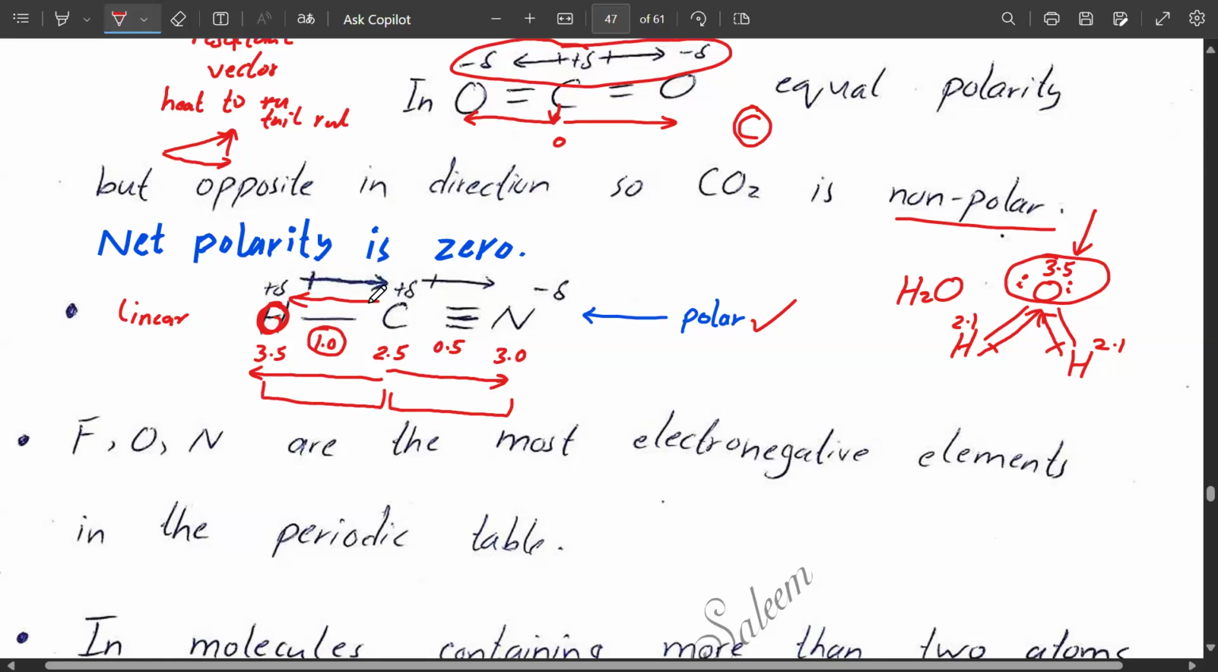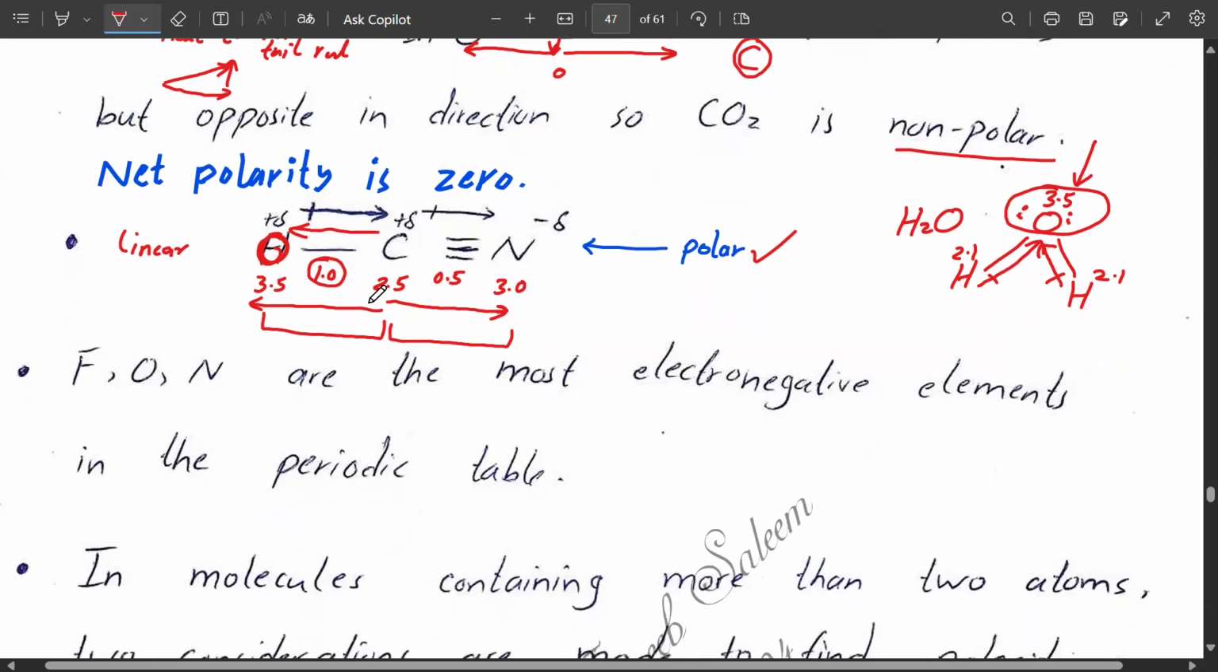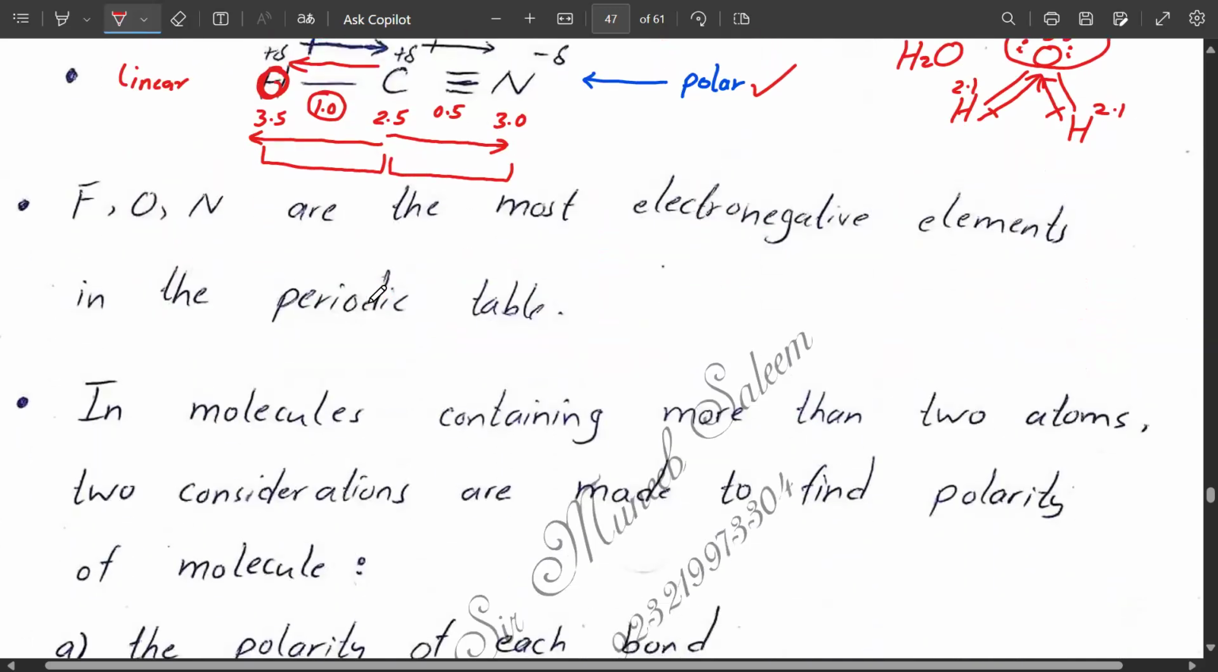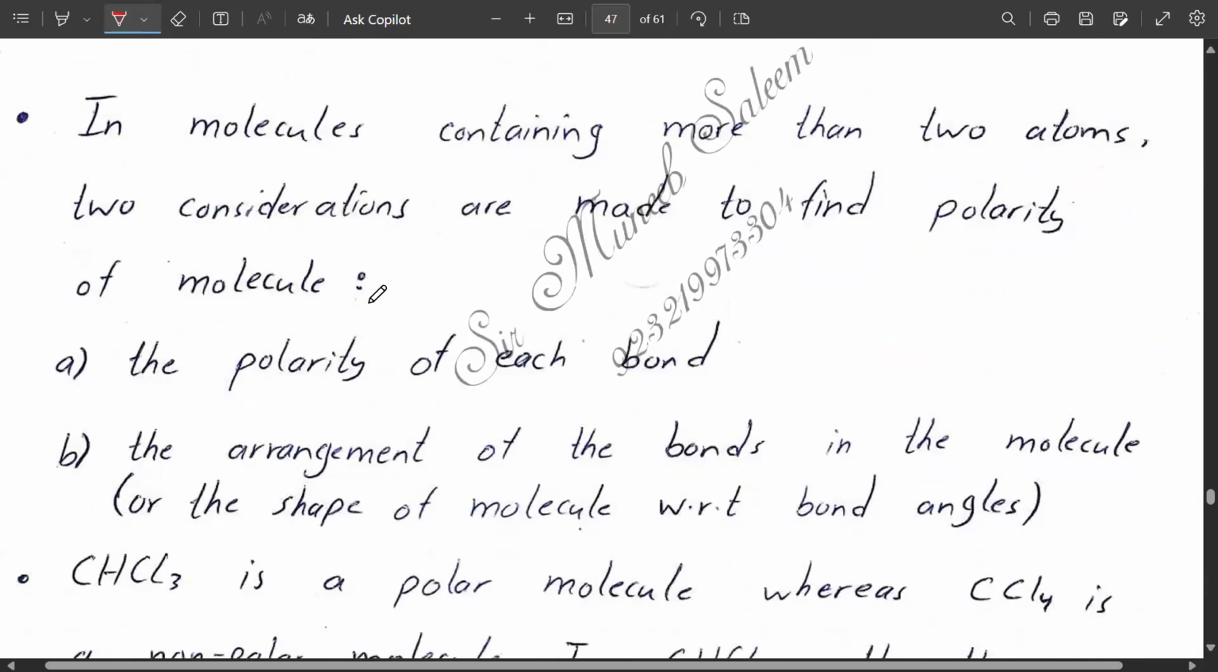So this is how we need to check. We need to check the polarity of the bond, and we need to check the shape of the molecule. So that's why this molecule would be a polar molecule. Is that clear? Yes, sir. All right. Now, let's take some more examples.